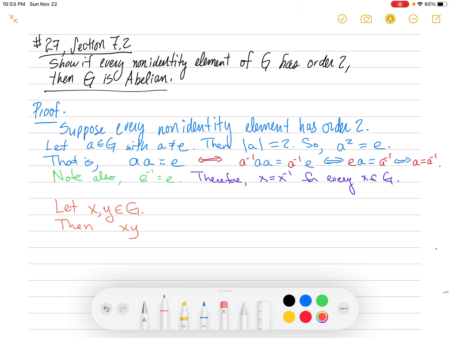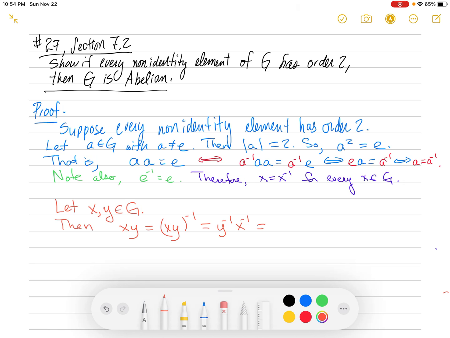Then we know X times Y is in G, right? It's closed under the star operation. But also we know that XY is its own inverse. So XY is going to be (XY) inverse. And remember that the inverse of XY is going to be Y inverse X inverse. So basically the star product of the inverses in reversed order.